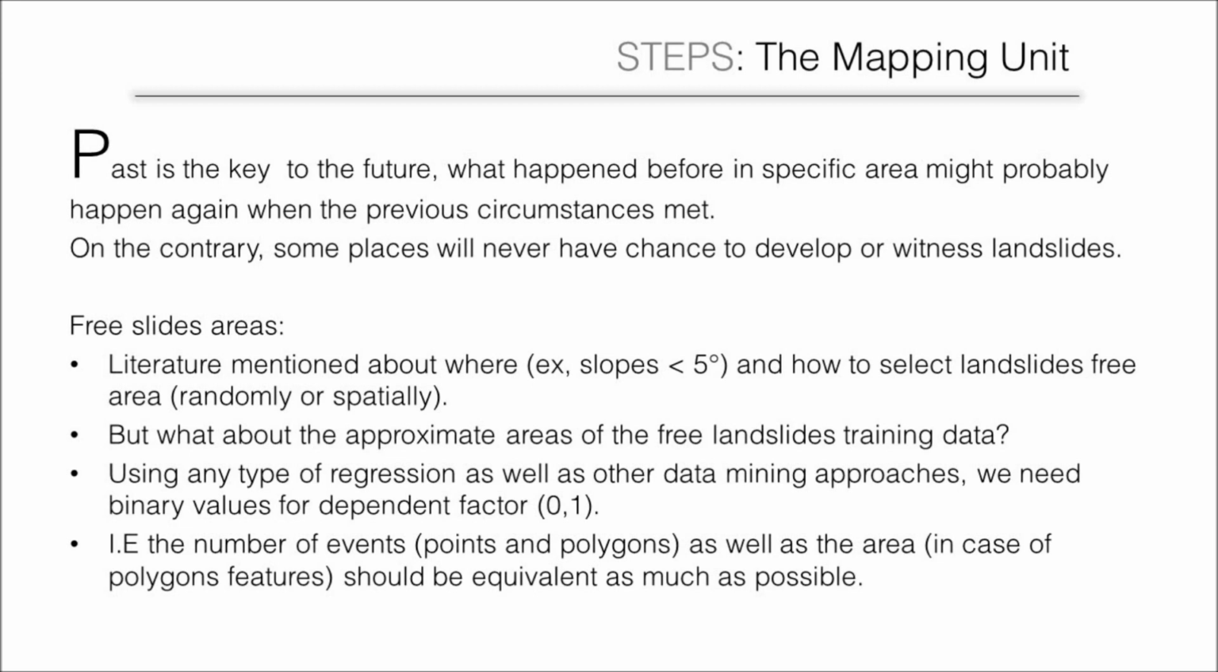Alright, in case we have points, then there is no problem. But if we have polygons, then the number of polygons as well as the areas of these polygons should be equal to the number and areas of those zero values.